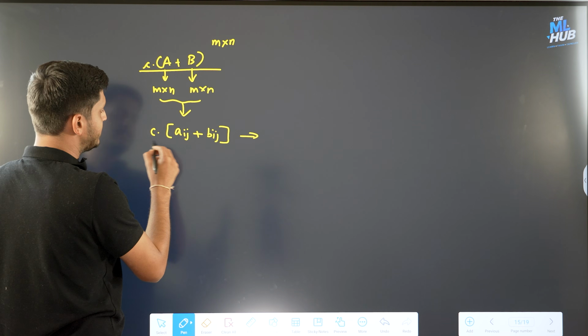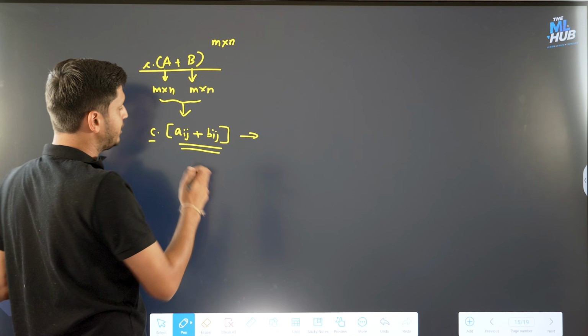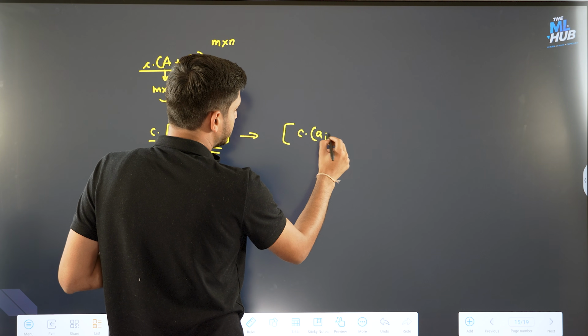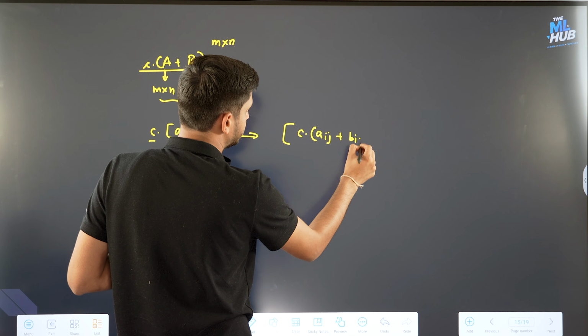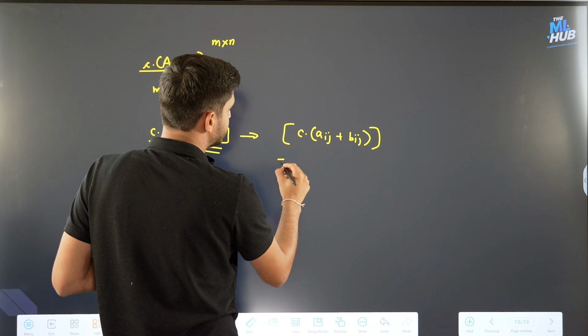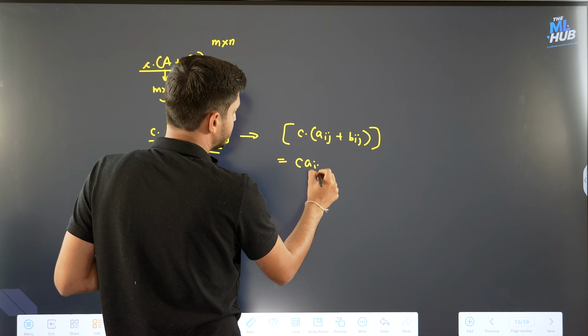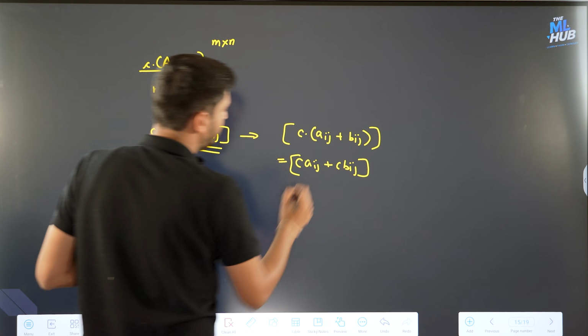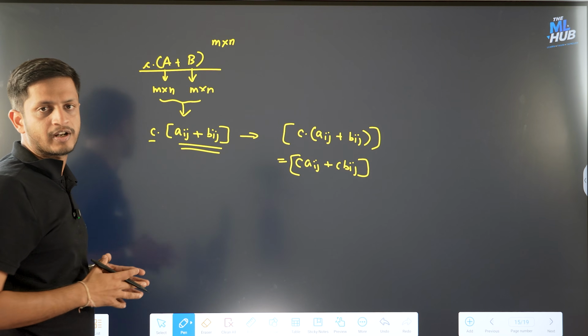You will just multiply c with this ijth element. The ijth element is aij plus bij. So the ijth element will become c times (aij plus bij), which is nothing but c times aij plus c times bij. This is the ijth element of this product.